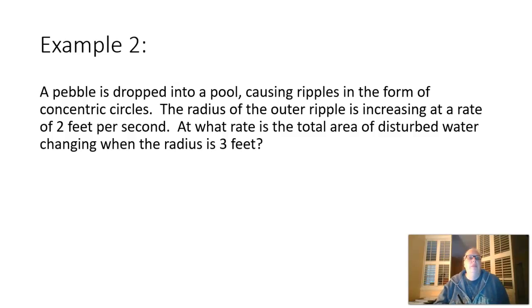Okay, let's take a look at example 2. A pebble is dropped into a pool, causing ripples in the form of concentric circles. The radius of the outer ripple is increasing at a rate of 2 feet per second. At what rate is the total area of disturbed water changing when the radius is 3 feet?